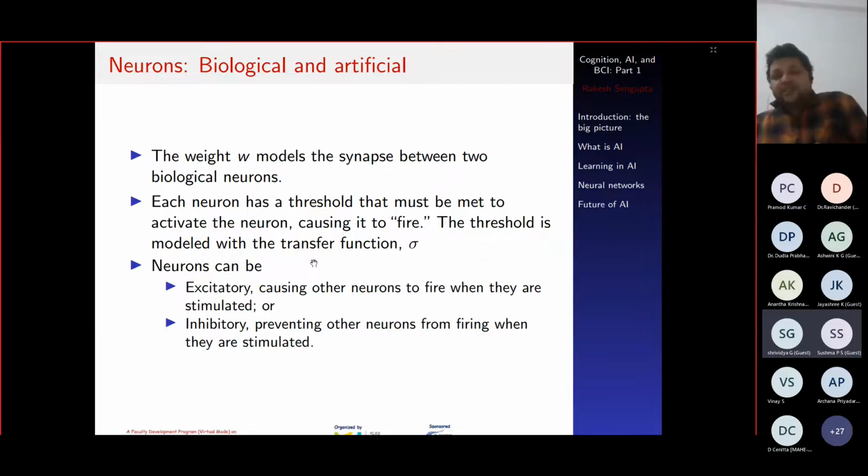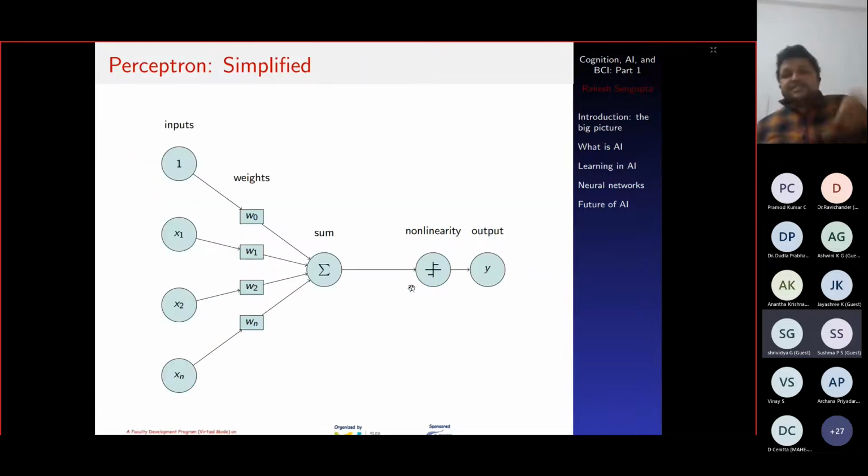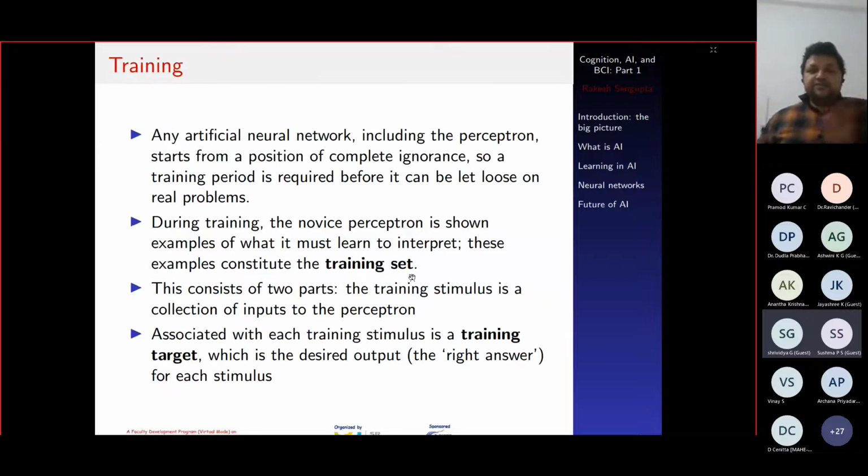Now, these weights model the synapse between two biological neurons. Each neuron has a threshold that must be met to activate the neuron, causing it to fire. And the threshold is modeled after the transfer function, sigma or g, as we are going to call it. And they can be excitatory, causing other neurons to fire, or inhibitory, preventing other neurons from firing. Now, this is our simplified perceptron. I'm not going to go deeper into the mathematics of it, but we are going to talk about how training of these kinds of systems works.